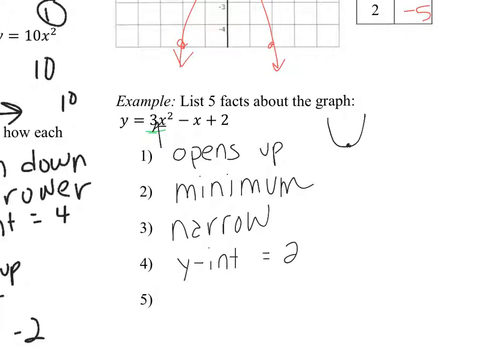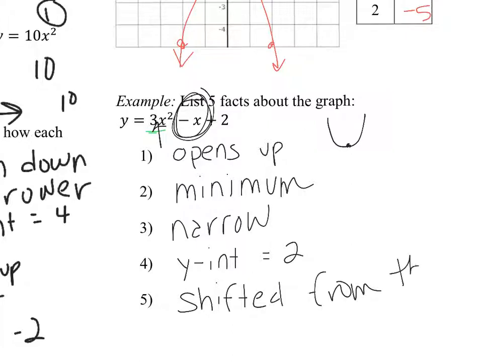And because there's a b value, it's shifted from the y-axis. So I'm not going to write that it's shifted left or right. It's not centered on the y-axis. So remember, just because that b value is -1 doesn't mean that you're shifting left 1 unit.